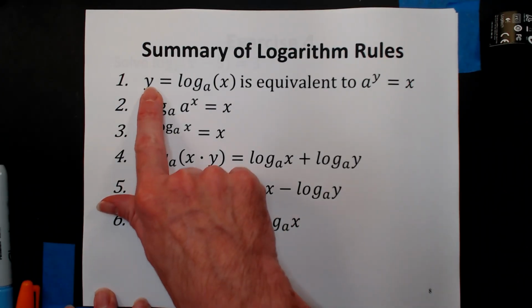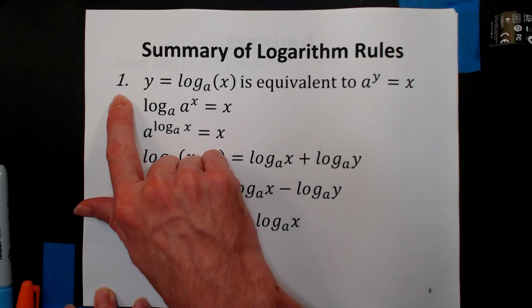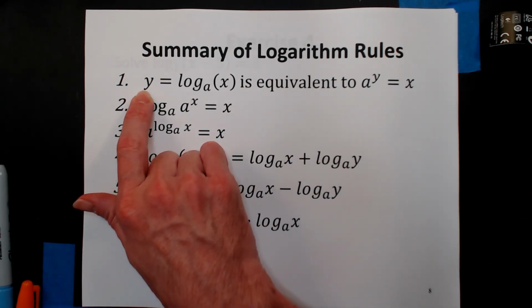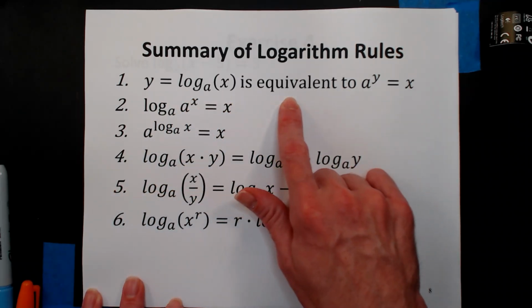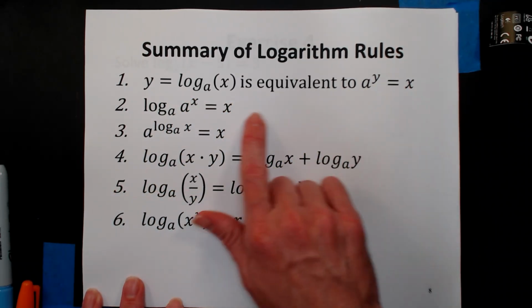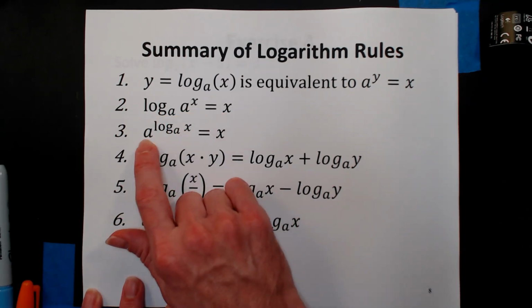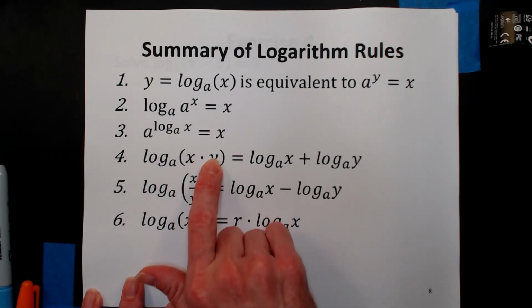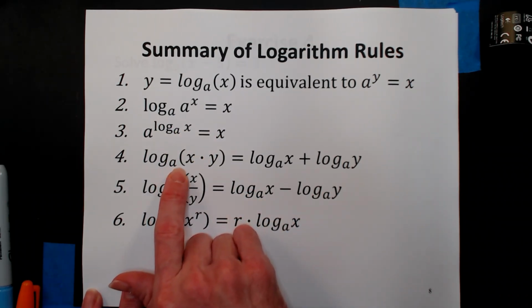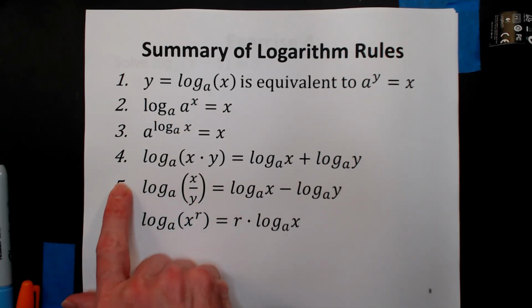So here are our rules, just to remind ourselves real quick. First rule, summary of our logarithms. First rule is y equals log base a of x is equivalent to a to the y equals x. Second rule, log base a of a to the x is equal to x. Third rule, a to the log base a of x as its exponent equals x. Excuse me, I should announce the numbers before I start.